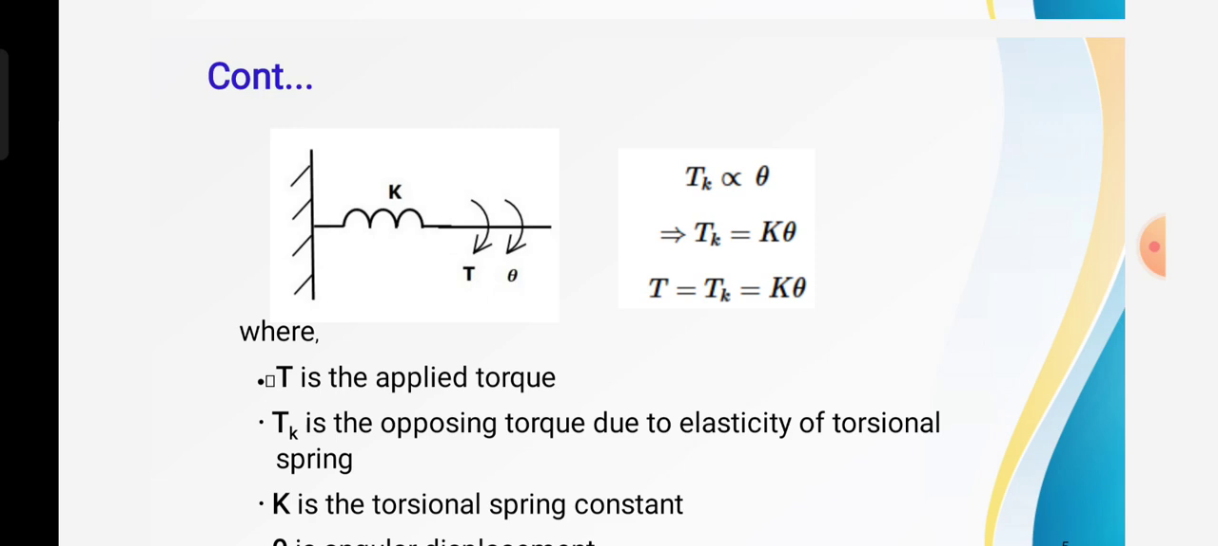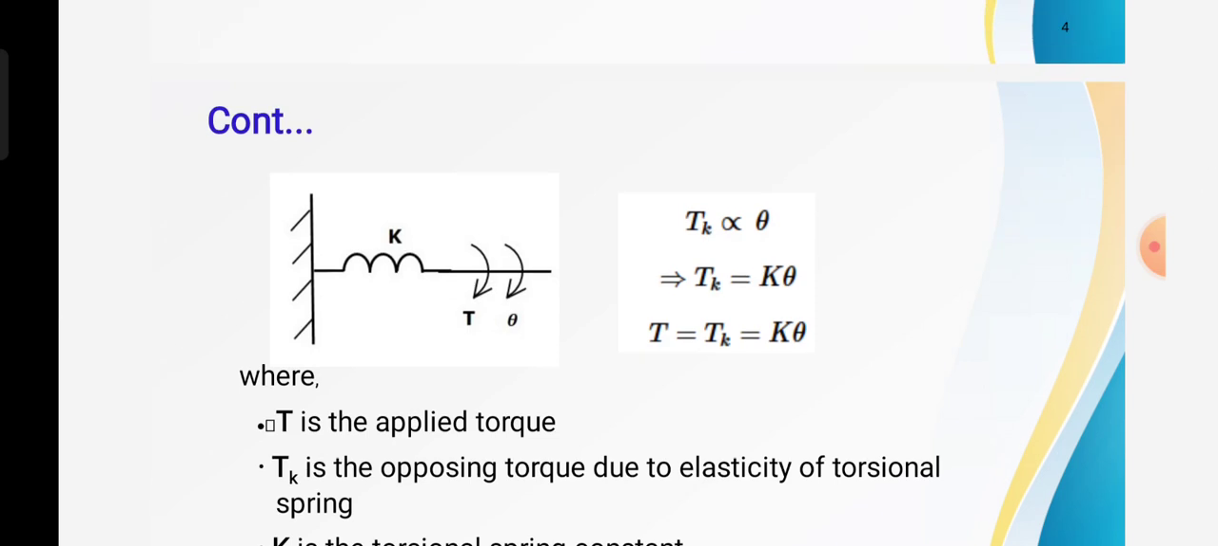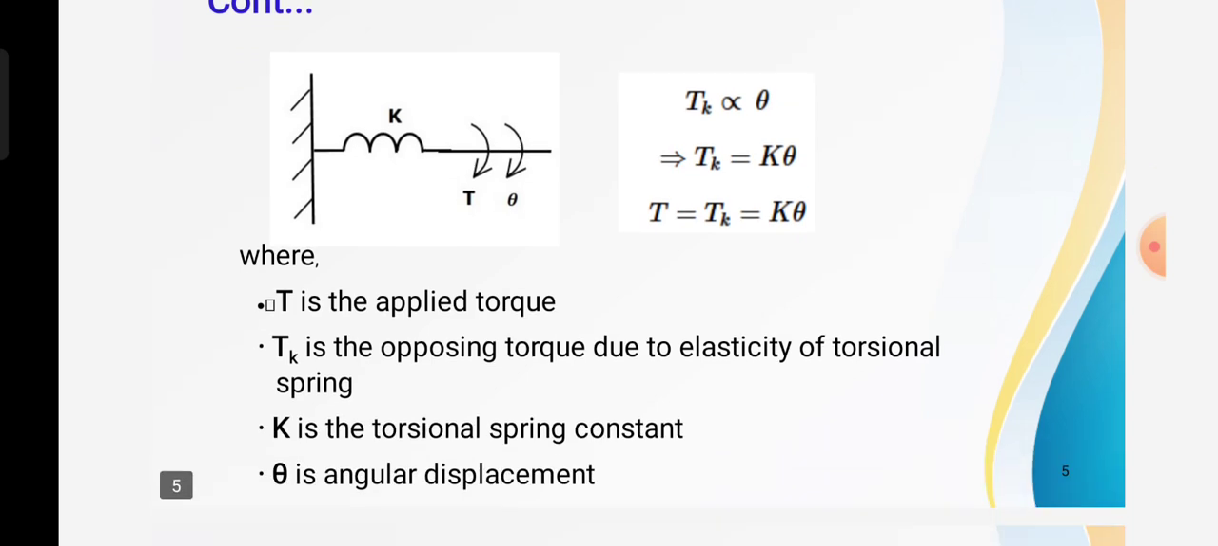By Newton's law, the sum of applied torques is equal to the sum of opposing torques. Therefore, T is equal to Tk, which is equal to k theta. When the torsional spring has angular displacements at both ends, theta 1 and theta 2, the opposing torque is proportional to the differential angular displacement. Therefore, T is equal to Tk, which is equal to k into theta 1 minus theta 2.